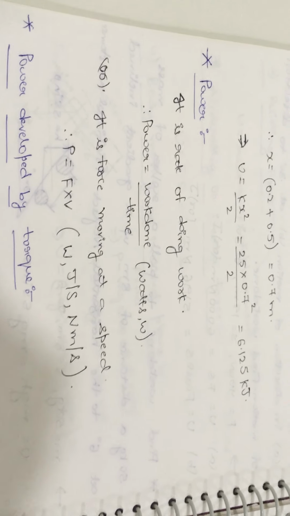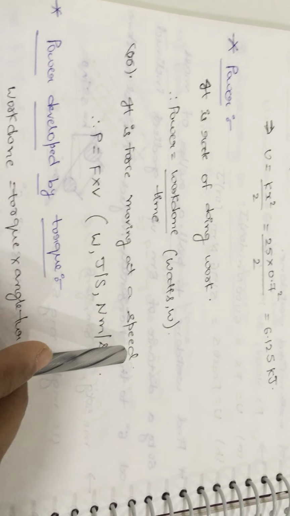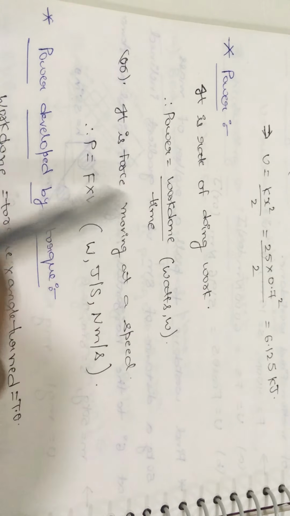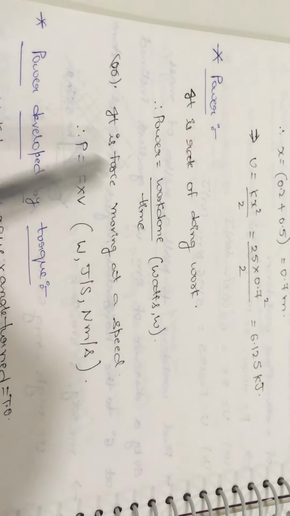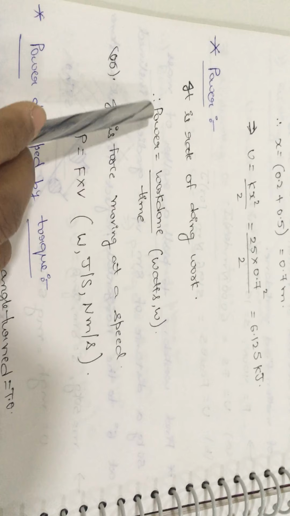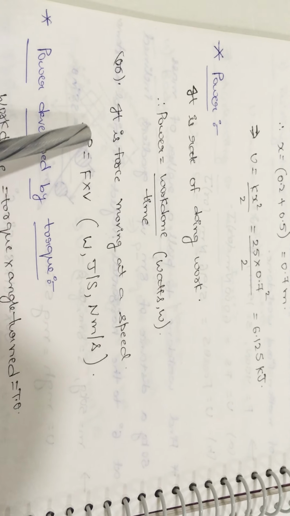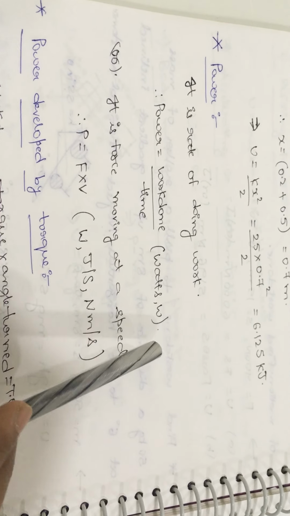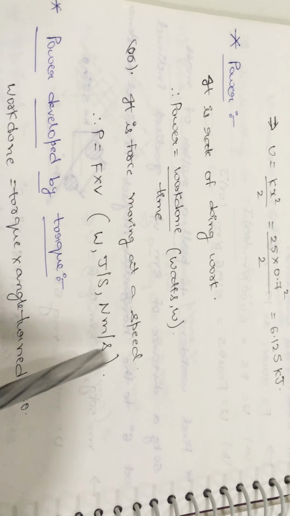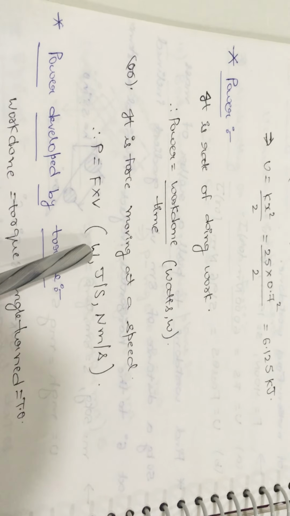Or we can say that it is the force moving at some speed and it is given by force into velocity. So these are the two formulas for the power: work done by time or force into velocity, and it is denoted by P only. And coming to the units, units for the power are Newton meter per second or joules per second or watts.